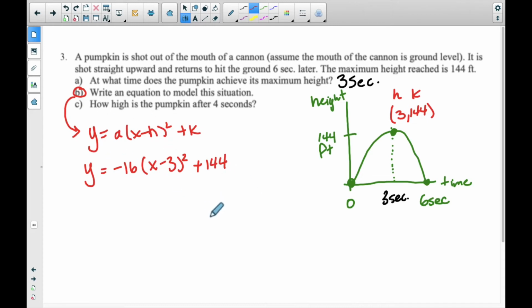You could have done it in factored form. You could have done it in vertex form. It doesn't say it has to be standard, so this is good enough.